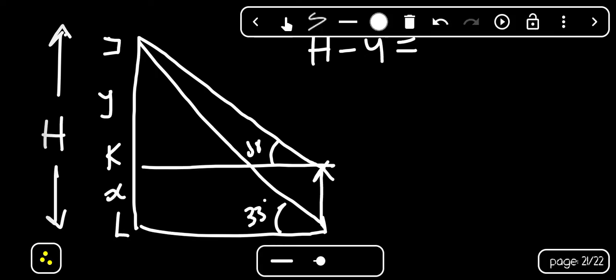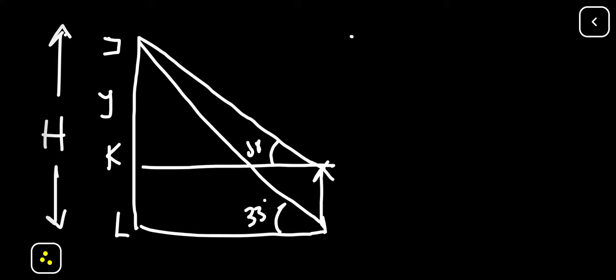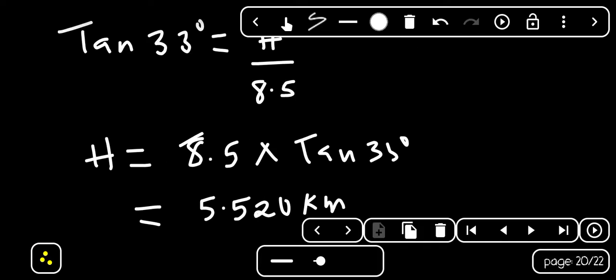So you understand that X plus Y gives you the total height, which is the big H. So that's why we've already found the big H, which is 5.520 kilometers.